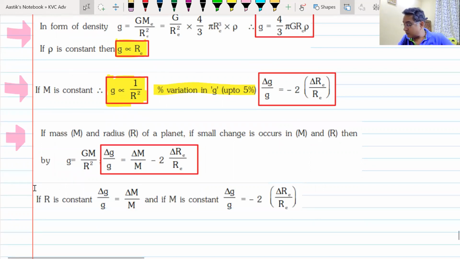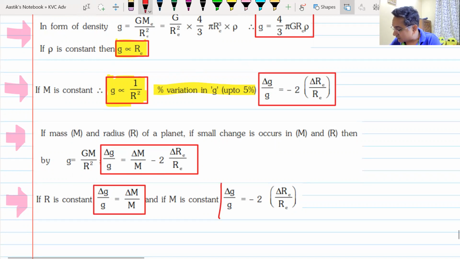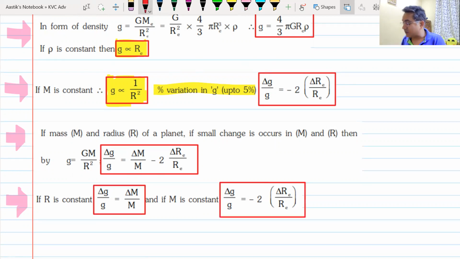So now you can bifurcate this formula. If radius is constant, the formula looks like this. If the mass is constant, the formula looks like this. So this is the complete analysis of what is there. Do we understand this, everyone?